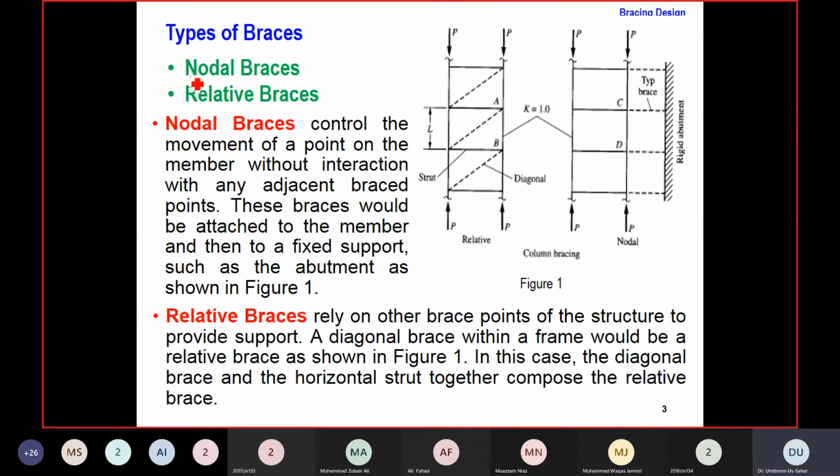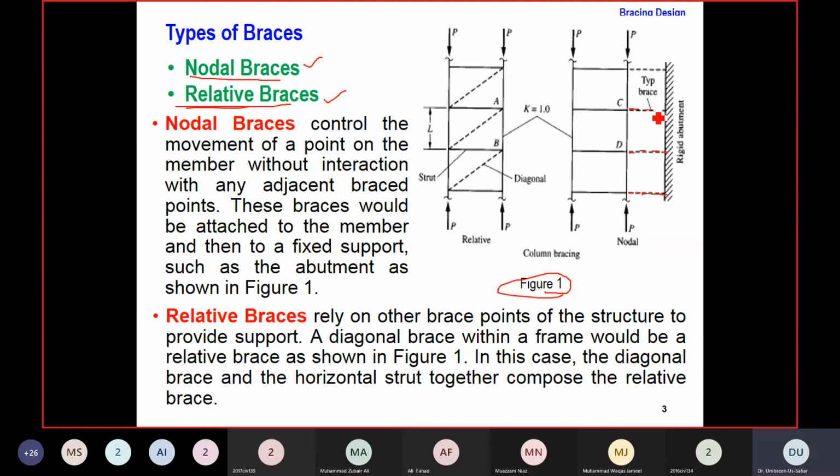Now, the types of braces are what we are going to discuss. Majorly, within steel frames we observe two types of braces: nodal braces and relative braces. Here in figure number 1, on the right hand side, you can see the type of frame. The frame is the same for both the right and left figures, but the type of bracing is different. For the right hand side figure, you can see the dashed line. This shows you the bracing type, that is, the nodal type of bracing.